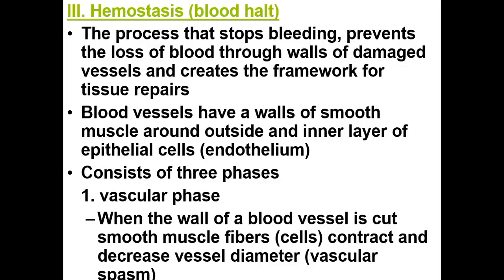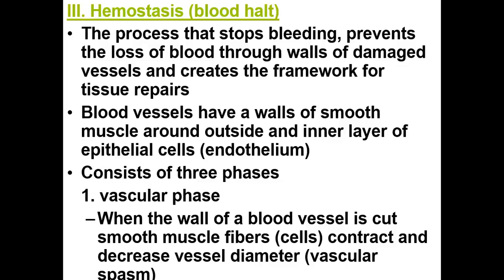So in the process of hemostasis, you actually have three phases. The first thing is called the vascular phase. When the wall of the blood vessel is damaged or cut, or something goes wrong with it, those smooth muscle fibers will contract. What that does is shrink the diameter of the blood vessel at the location of damage. This is called a vascular spasm.